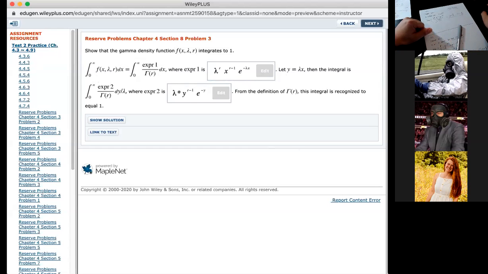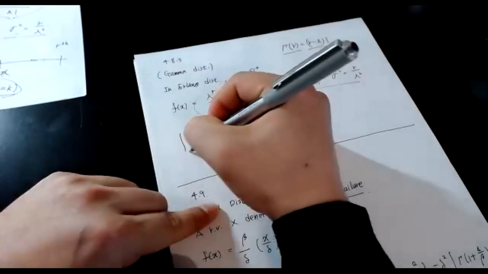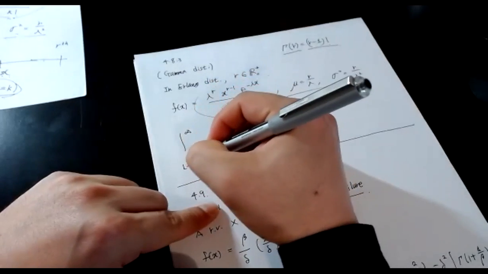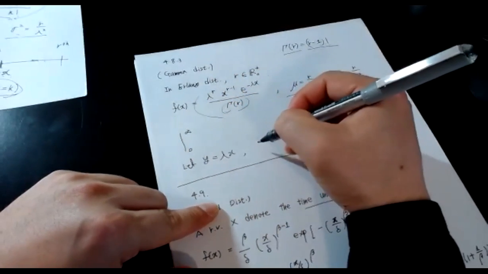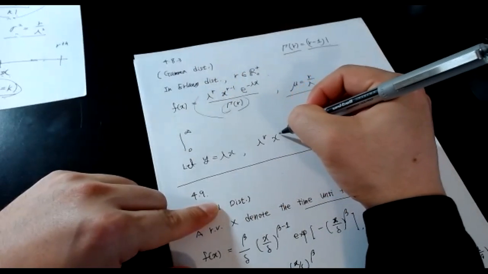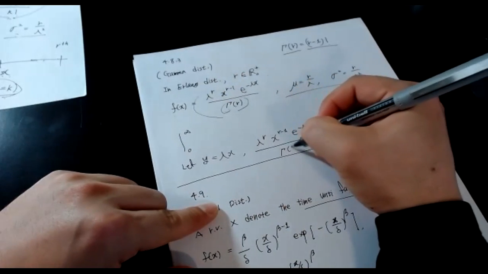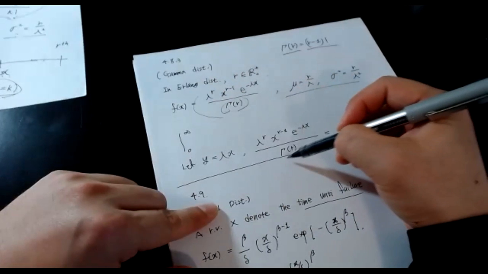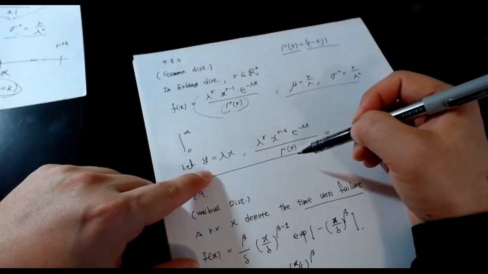So the next one: let y equal lambda x. We just change a variable. Then, from 0 to infinity, let's say y is equal to lambda x. Then lambda to the r's power x to the r minus 1 e to the negative lambda x over gamma r is equal to, let me try to express the x in terms of y. That's what they want, right?